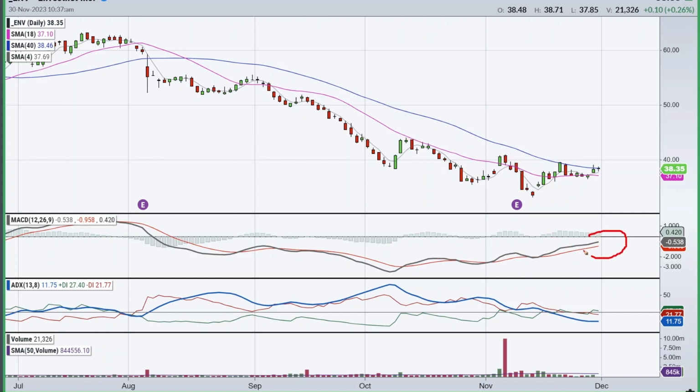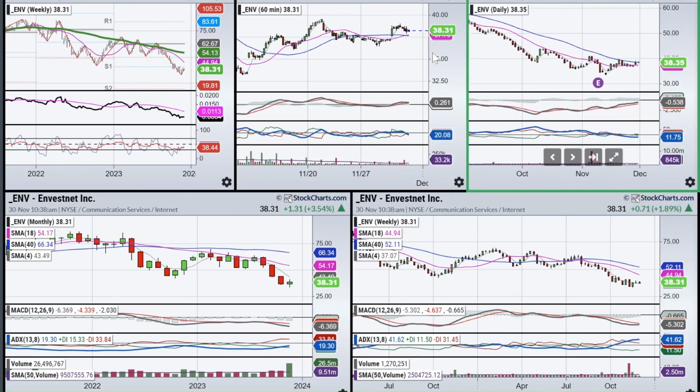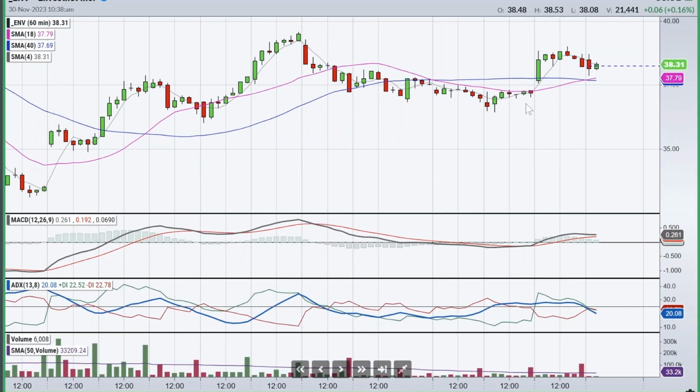So I would be very, very concerned as this approaches the zero line on the MACD. Don't fall in love with this. If you want to take this for a quick trade, you could do that. You probably have to do it off the hourly time frame. We're getting a little pullback.